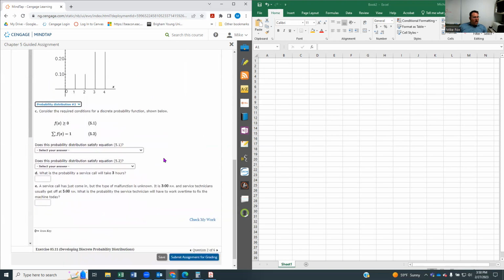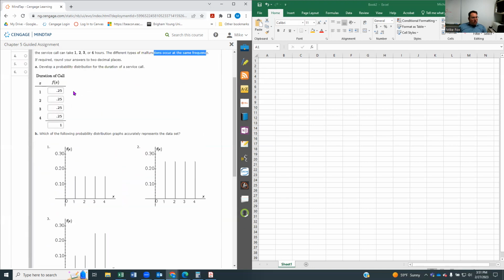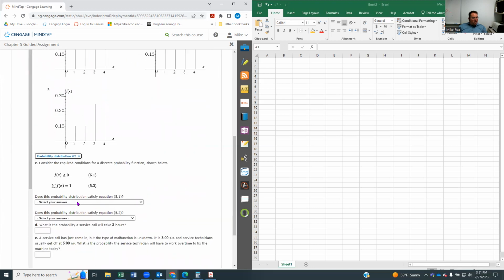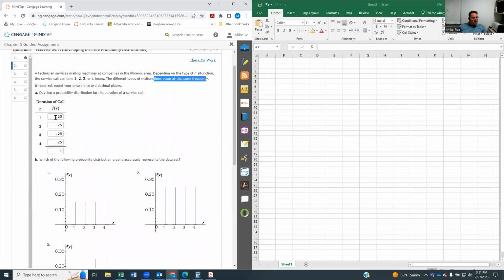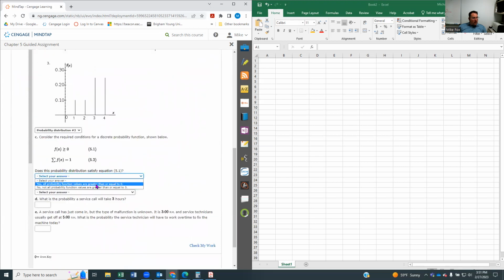All right, C asks us to consider the required conditions for a discrete probability distribution shown below. So one is that each item, the f of x of each item, is greater than or equal to 0. So each of these can be 0 or greater, but it can't be less than 0. So I guess the question is, does the probability distribution satisfy equation 5.1? Yes, each of our f of x is greater than or equal to 0. So we'll say yes.